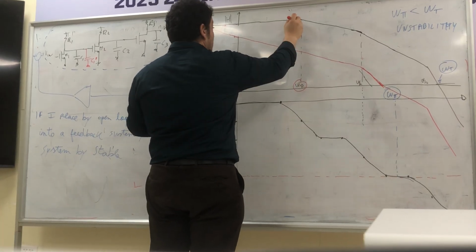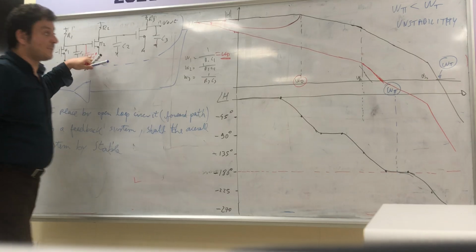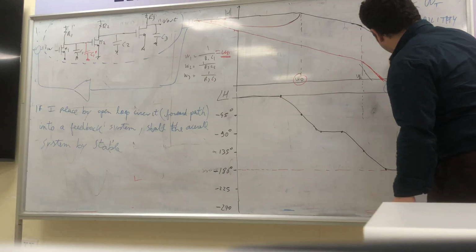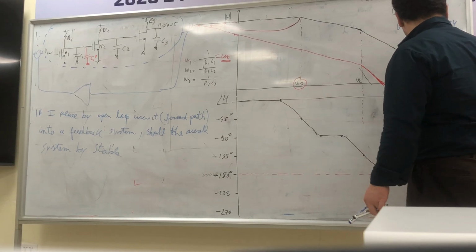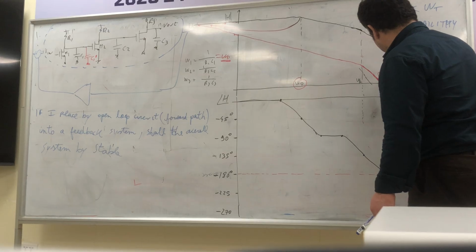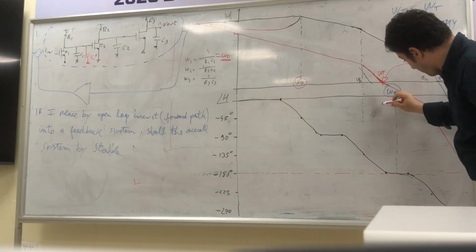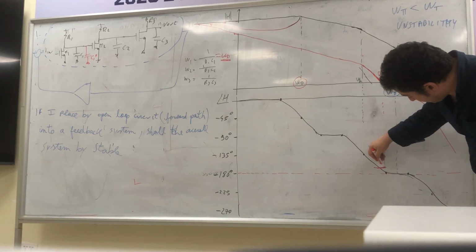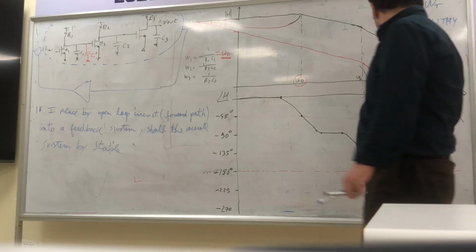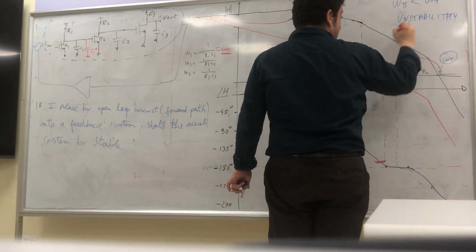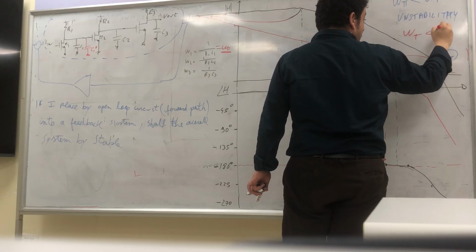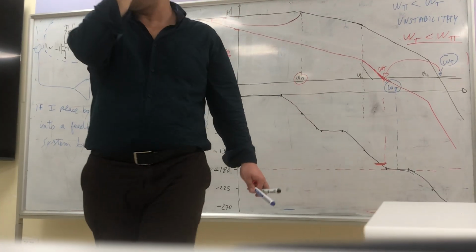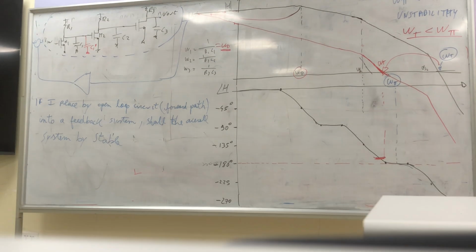I moved back this pole, the dominant pole, by adding a capacitor. Okay? So that now my crossing frequency is here. Being a crossing frequency here, it means that omega t now is lower than omega pi. So we move towards the stability.